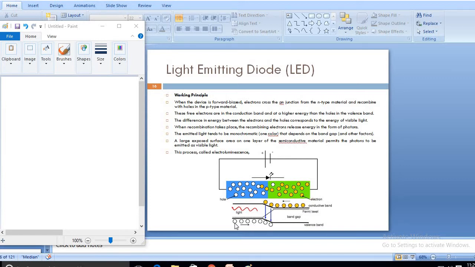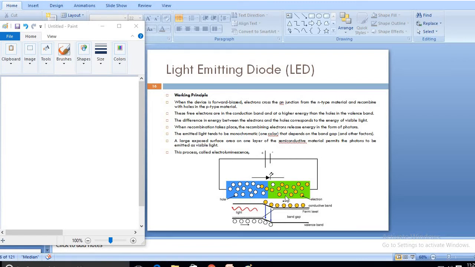and the bottom portion, these are all holes present in the valence band. But the energy of these electrons is more than that of the holes, and the energy difference between electrons and holes I need to call in terms of energy of visible light. After recombination of these electrons with holes, visible light is emitted here. That is exactly our h nu, in the form of photons.